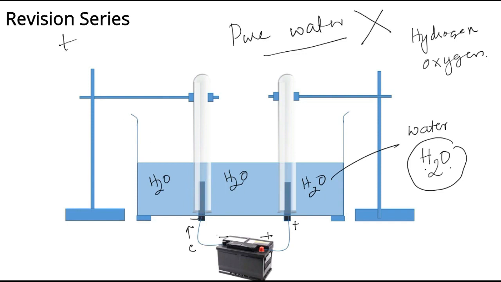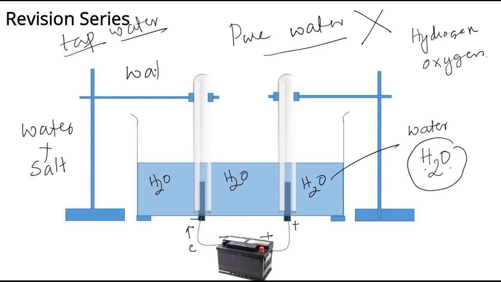Let us take tap water, or you add a bit of salt or an acid into it. Then it becomes a good conductor of electricity. So what we have to do is take tap water, water plus salt, or water plus a bit of acid to make it a good conductor of electricity. Now the electrons will move around and the circuit will be completed. In that case the water will allow the electricity.